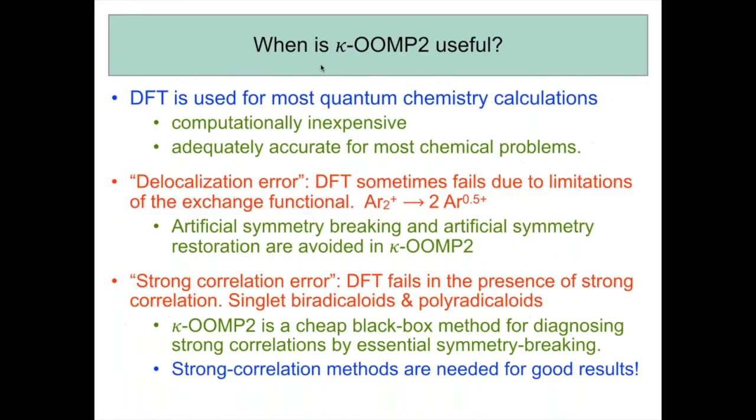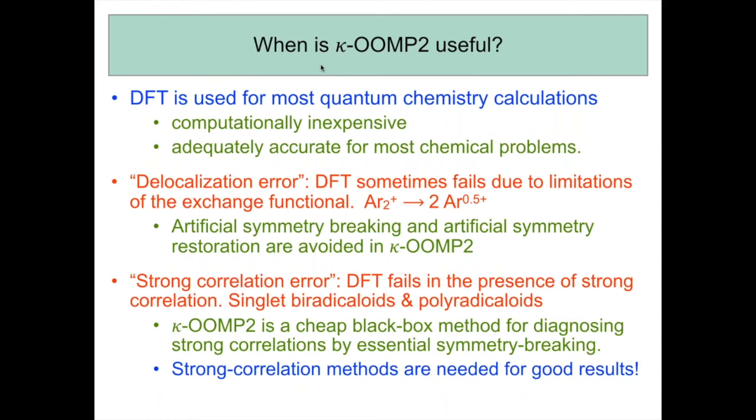All right, well, there's one last elephant in the room, which is when is kappa MP2 useful in the context of a normal workflow? And a normal workflow is typically using DFT because it's computationally cheap and more than adequately accurate for many chemical problems. But DFT has 2 modes of failure, which are highlighted in red. The first is the delocalization failure, which is that DFT sometimes fails due to limitations of the exchange functional. And this quite often leads to artificial symmetry restoration.